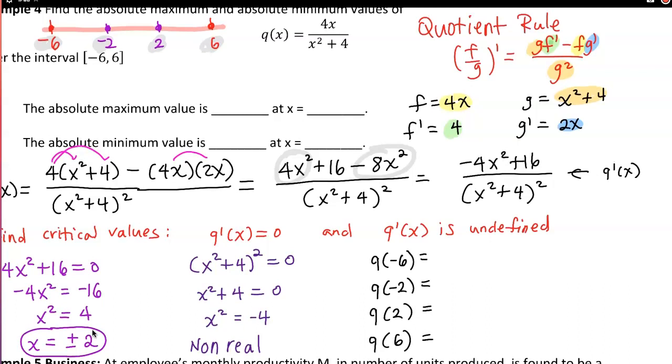So the first case, we're going to do 4 times negative 6 divided by negative 6 squared plus 4. I'll go ahead and set it up, but I may just stop the video so that I can type this in the calculator and just give you the answers. But let me go ahead and set this up with you.